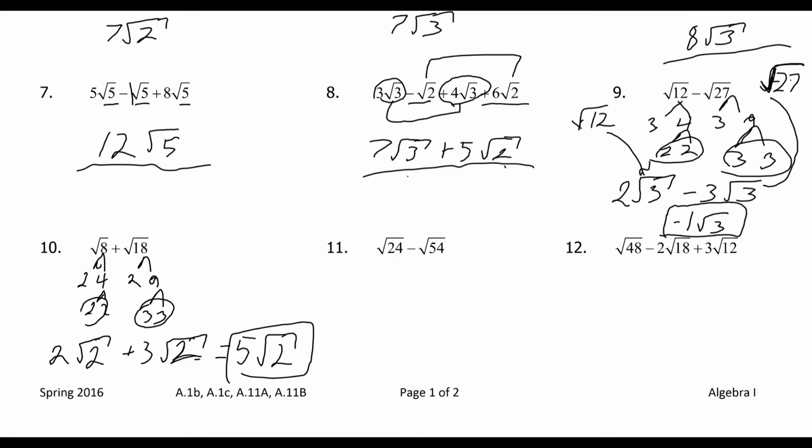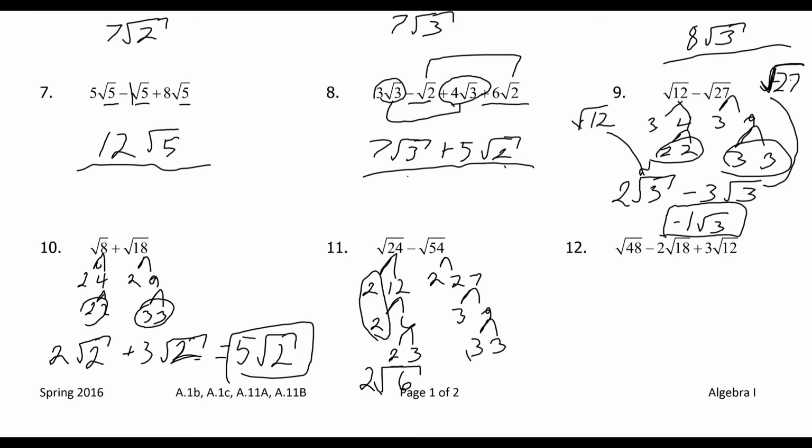Again, the exact same process. Okay? We break apart the 24. That's going to be 2 and 12, which is 2 and 6, which is 2 and 3. Get your pairs. So that's 2 on the root of 6. Okay? And that's 54, which is going to break apart into 2 and 27, which is 3 and 9, and that's 3 and 3. And there it is. Okay? So we're going to subtract 3 roots of 6 from that one. And that's going to be negative 1 on the root of 6.